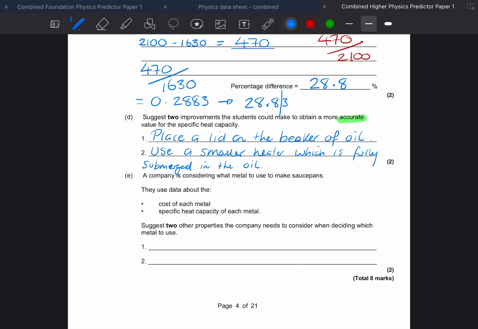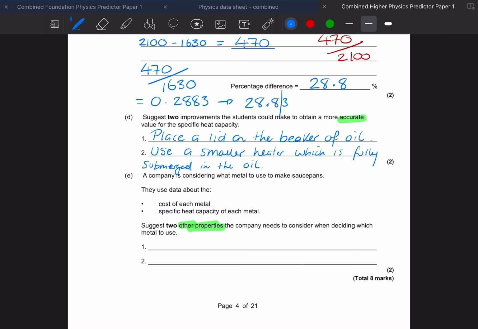And then the last question: a company is considering what metal to use to make saucepans. They use data about the cost and the specific heat capacity. It's just 2 other properties, so we can't use the same ones, and properties are things about it, characteristics of the metal, that the company needs to consider when deciding which metal to use. For this one, this is like a real life type question. There's nothing that you could have learned in science about this. It's just linking it to things that you might know.